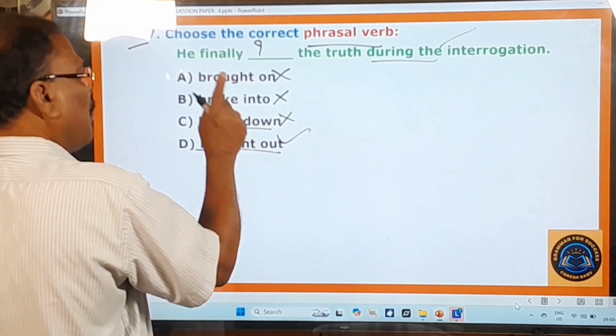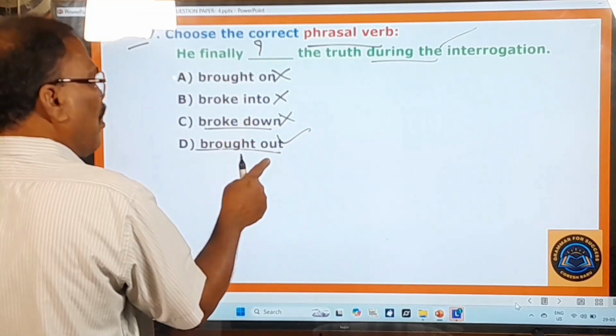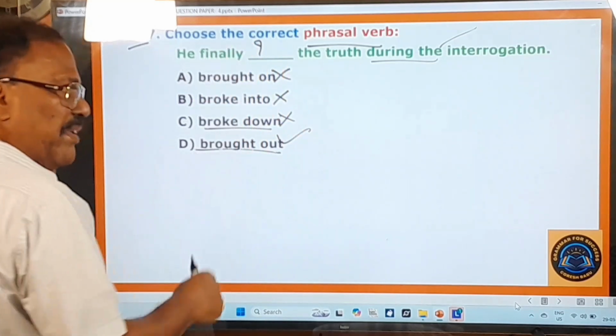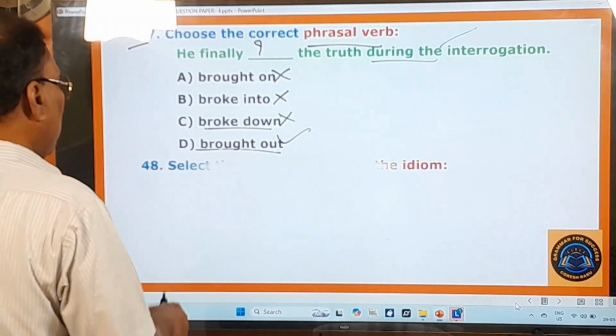Not brought on, not broke into, not broke down, but only brought out. Brought out is the correct phrasal verb. Okay, and you move on to the next question, the 48th one.